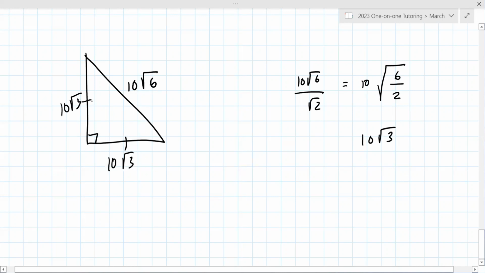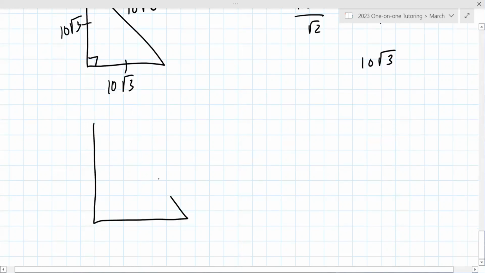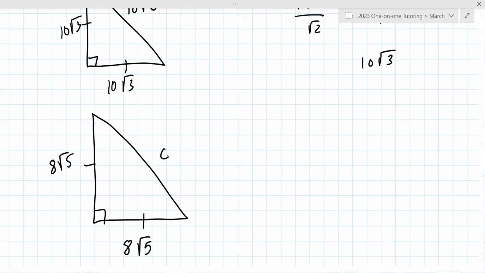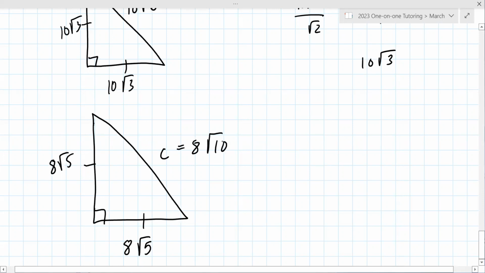Okay. Right. So let's go the other way now. Let's say I give you some legs. Let's say I give you 8 square root 5, 8 square root 5. What is the hypotenuse? I need to multiply it by square root of 2, right? Which would be 8 square root 10. Yes. And there's nothing to do there. No changes.